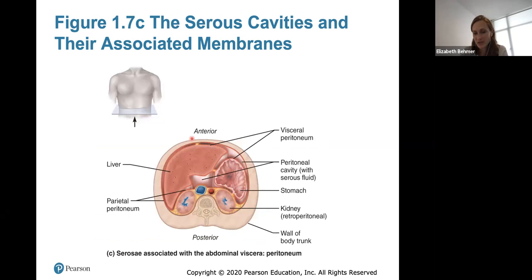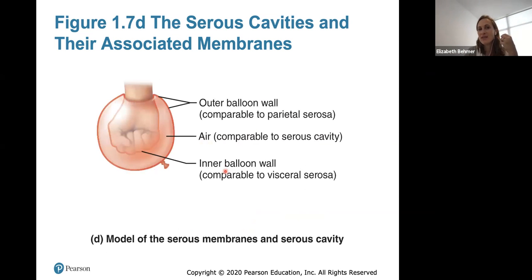And this is a transverse section of the liver and the stomach, showing where these cavity linings lie. The serous cavities and their associated membranes, what I just described, is like putting your fist into a balloon. If your fist is the organ, the outer balloon wall is that parietal serosa. The inner balloon wall is the visceral serosa, which directly touches the organs. And the air between them is the serous cavity between the two, that's most often filled with fluid.